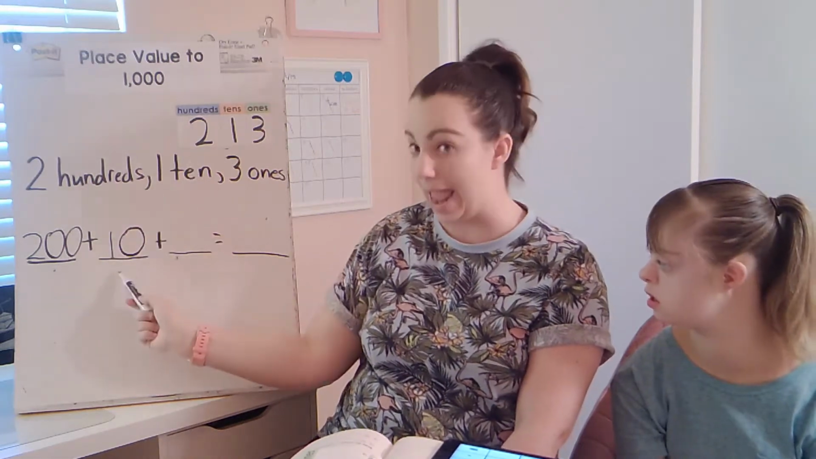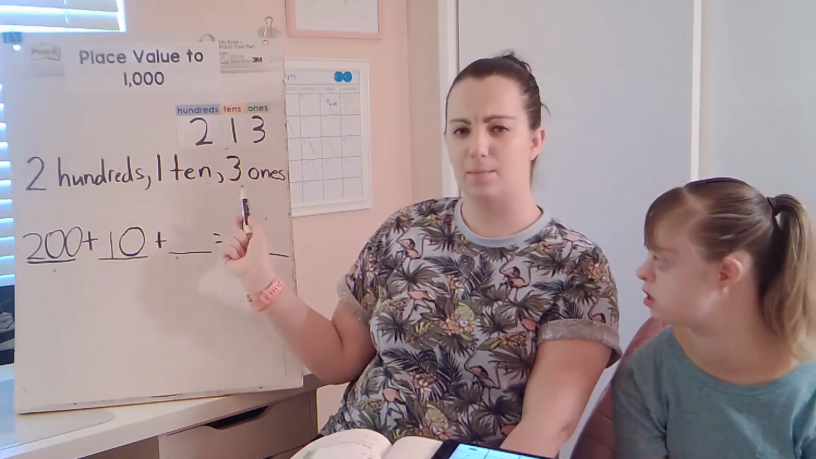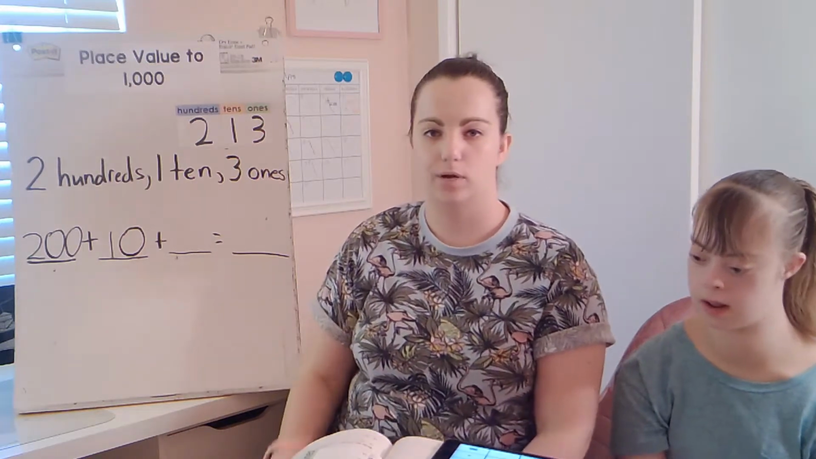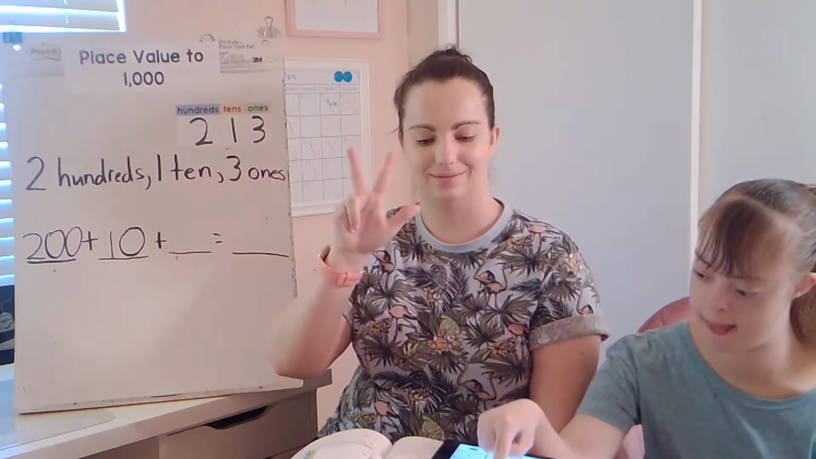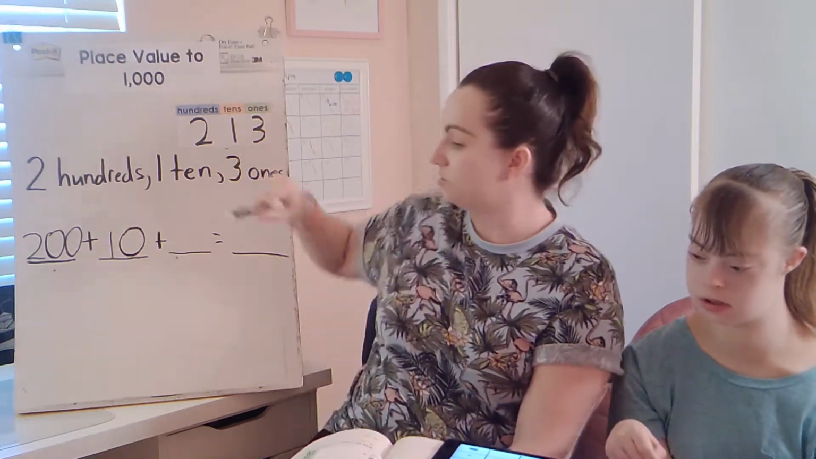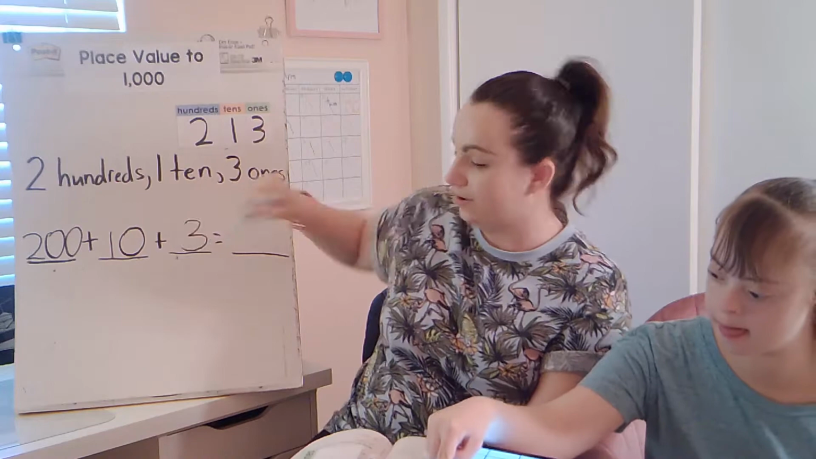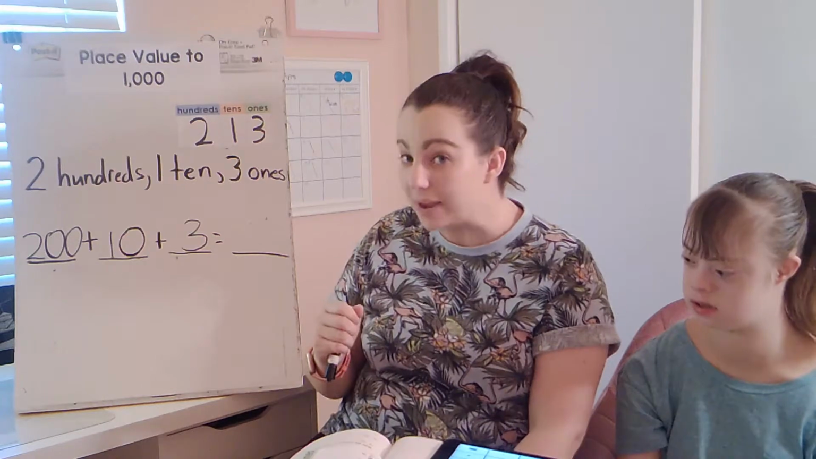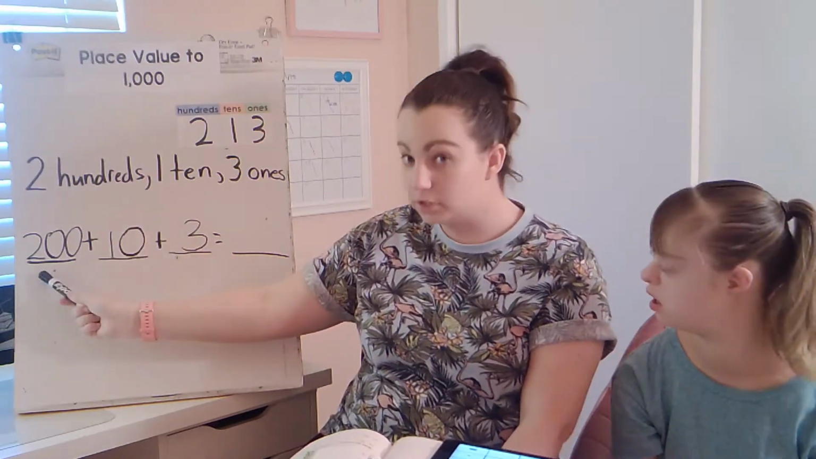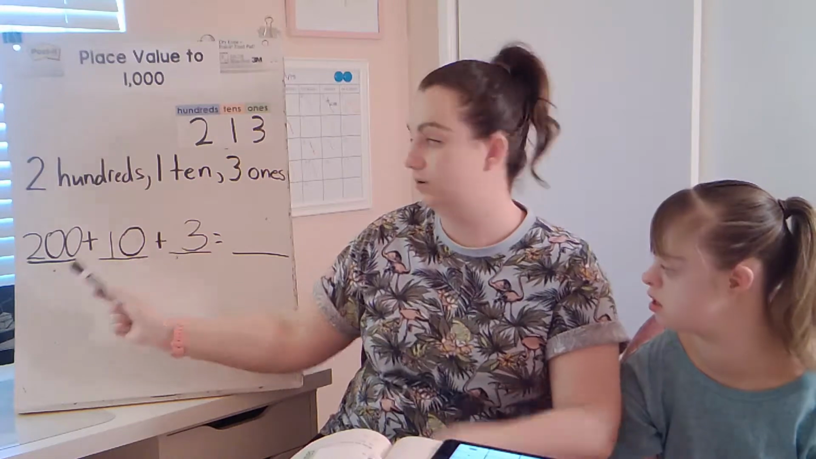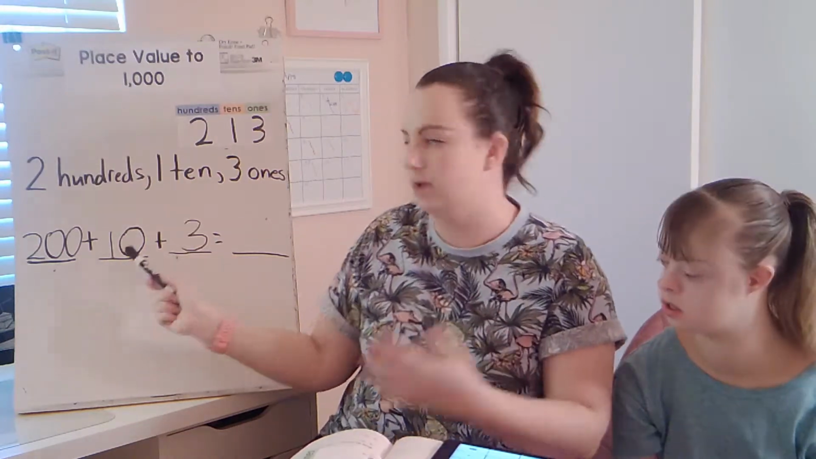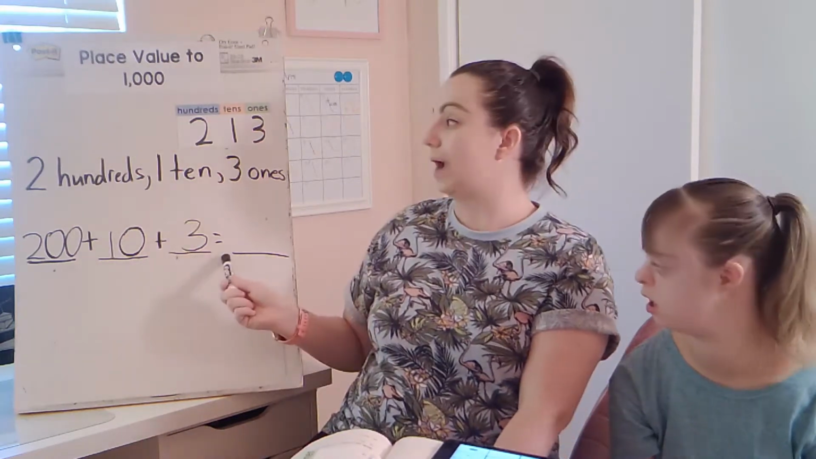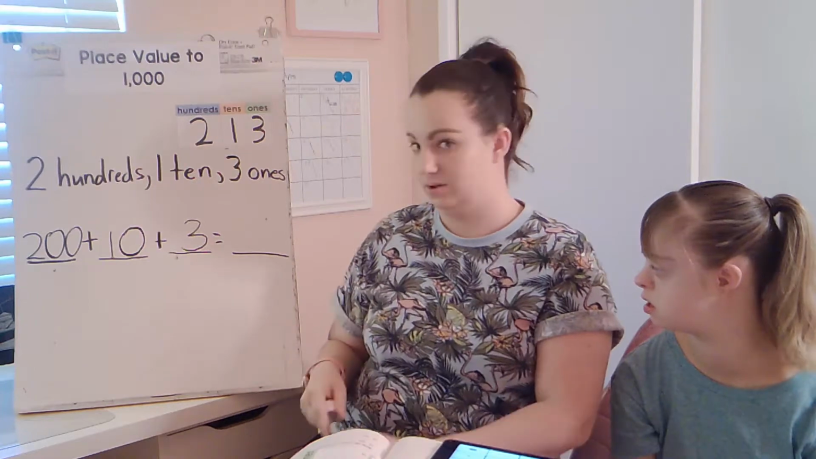200, plus 10. And then again, Kaylee, how many ones do I have? 3. So how do I write 3 ones? 1, 2, 3. How many is that? 3. Good job, Kaylee. So I would just write 3 here. Okay? And we're almost there. Expanded form: 200, plus 10, plus 3. And then they want you to write the final number again.